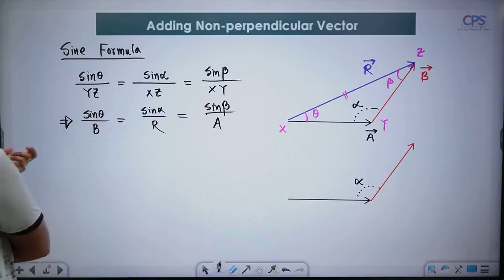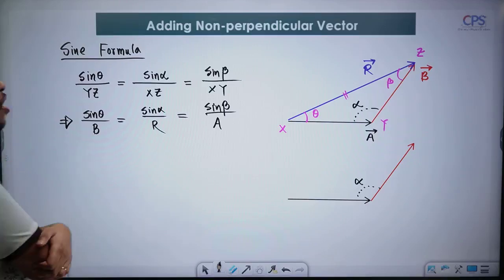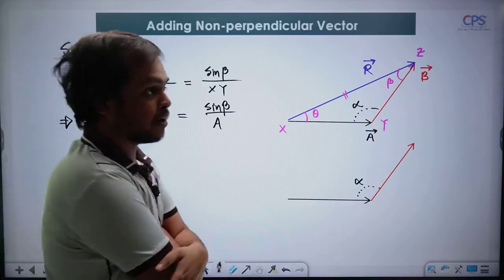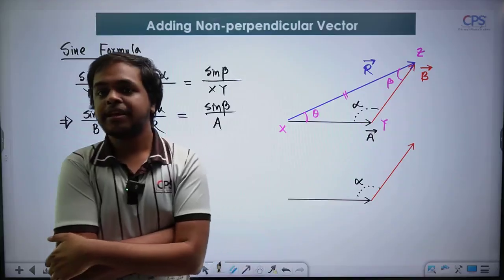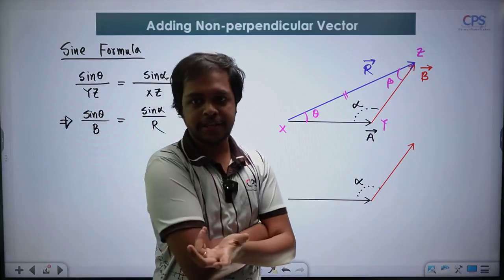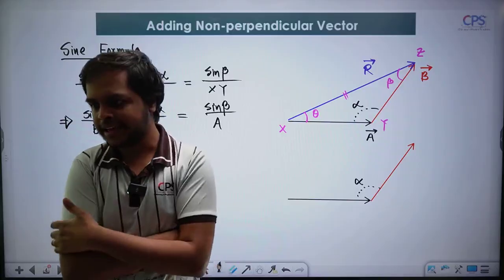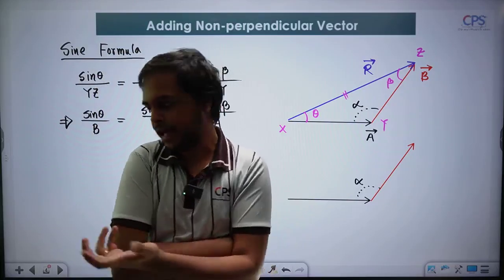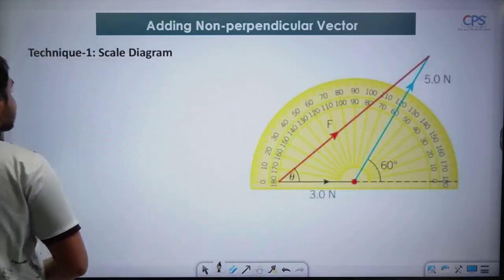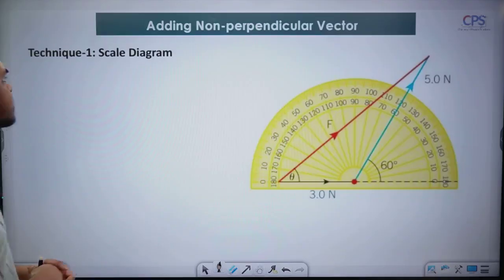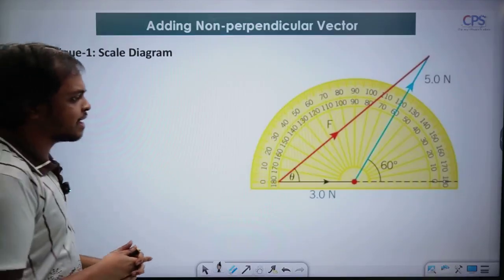So this is one way of adding non-perpendicular vectors. But there are a few other ways as well. You might use any of them as per your liking, whichever one you would like. So there are many of them. There are techniques like the scale diagram.